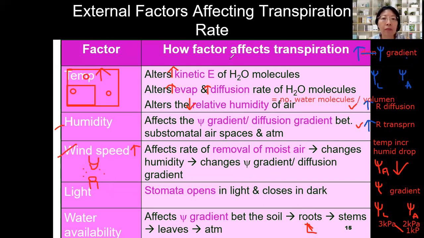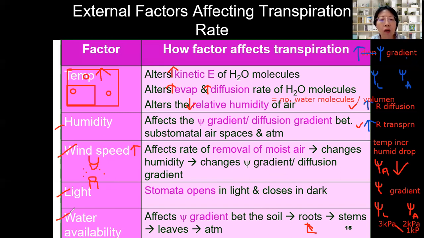Now, what about the light? When light is present, the stomata will be open. When the stomata are open, it will promote transpiration. More water vapor can move out from the leaf, so it promotes transpiration, more water loss. Now, water availability.